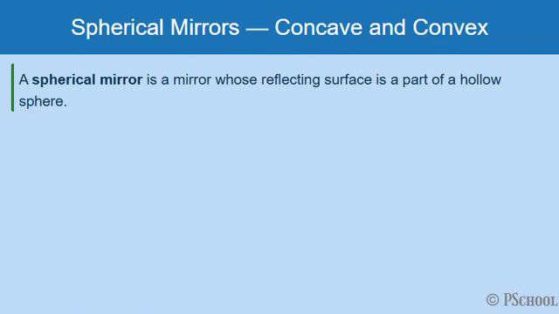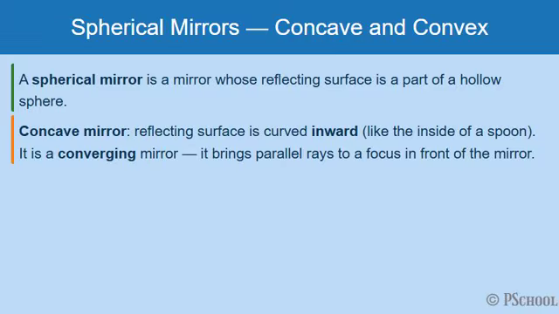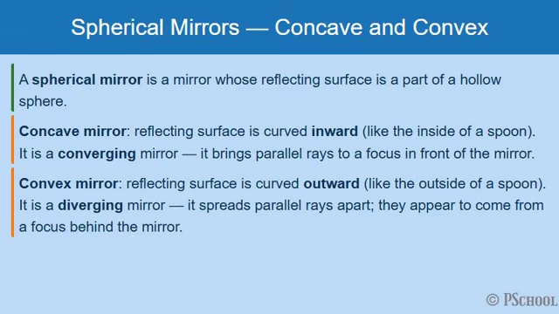A spherical mirror is a mirror whose reflecting surface is part of a hollow sphere. A concave mirror has its reflecting surface curved inward, like the inside of a spoon. It is a converging mirror. It brings parallel rays to a focus in front of the mirror. A convex mirror has its reflecting surface curved outward, like the back of a spoon. It is a diverging mirror. Parallel rays spread apart after reflection and appear to come from a focus behind the mirror.